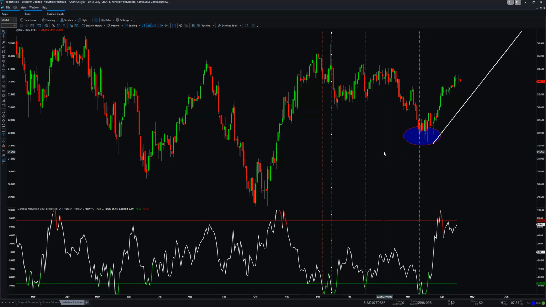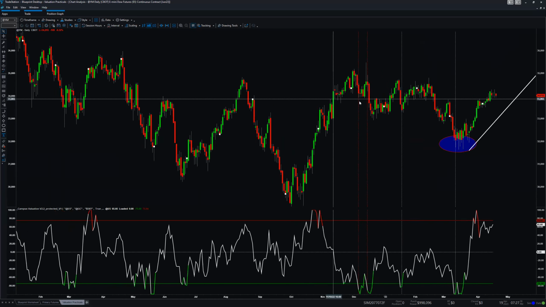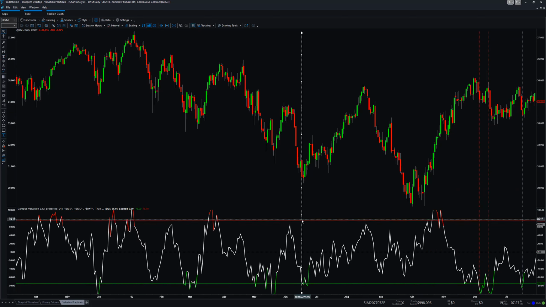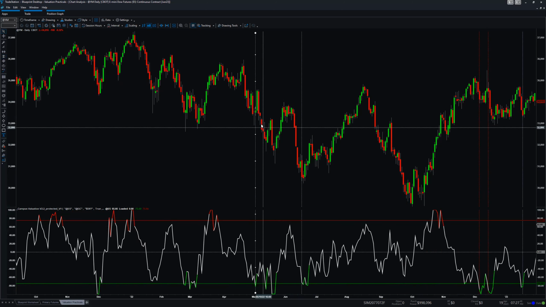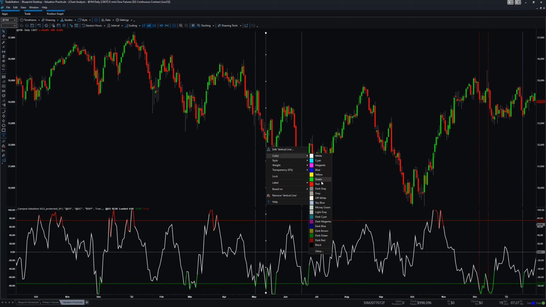Here it doesn't work, or we're too early, whatever you want, but here we're undervalued. That works very nicely. Then here we are undervalued. That doesn't work. Here we're undervalued. That works a little bit, but not so much. So these ones don't work.